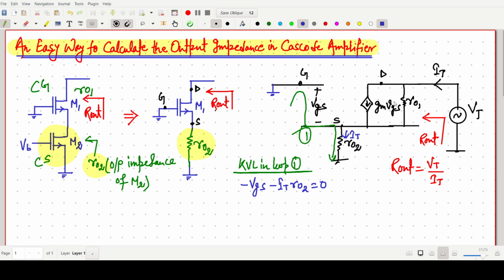This one is gm VGS current, and this current is nothing but simply It minus gm VGS. The total current in this r02 resistance, that is the output impedance of the M2 transistor, is It. So from here we can write VGS equals minus It r02. We can say this one is our equation number 1.